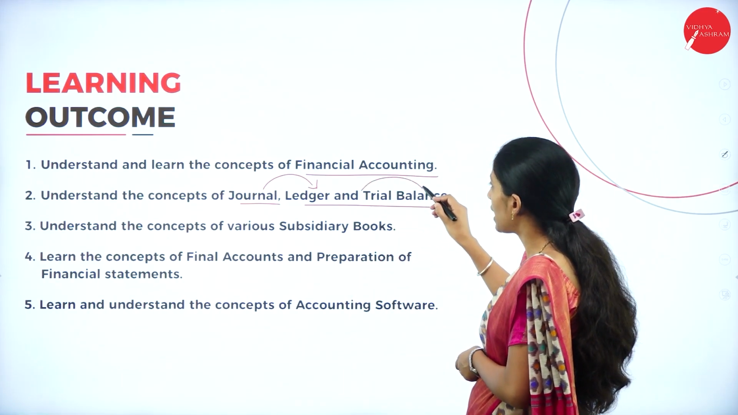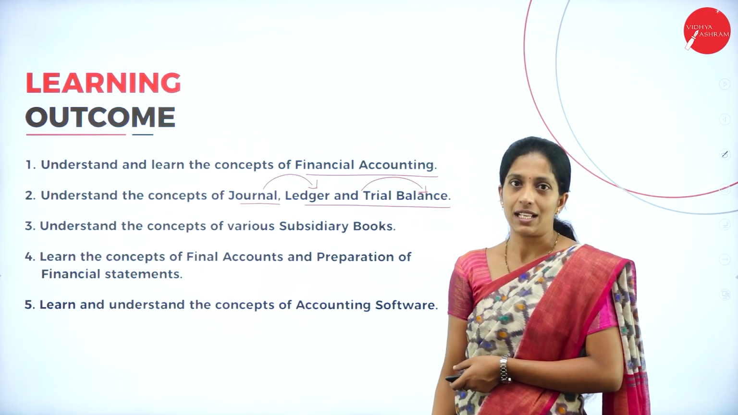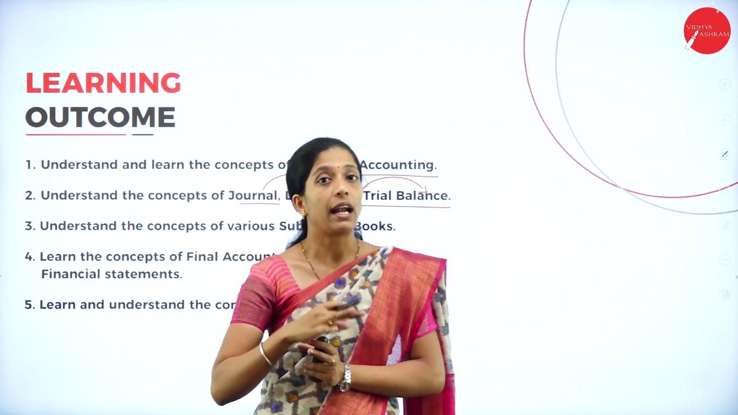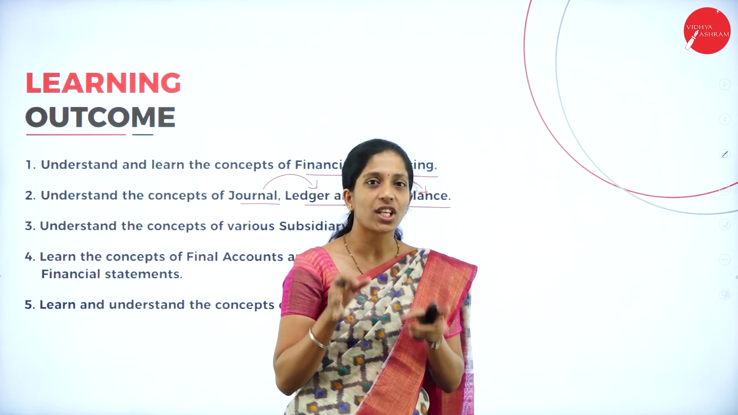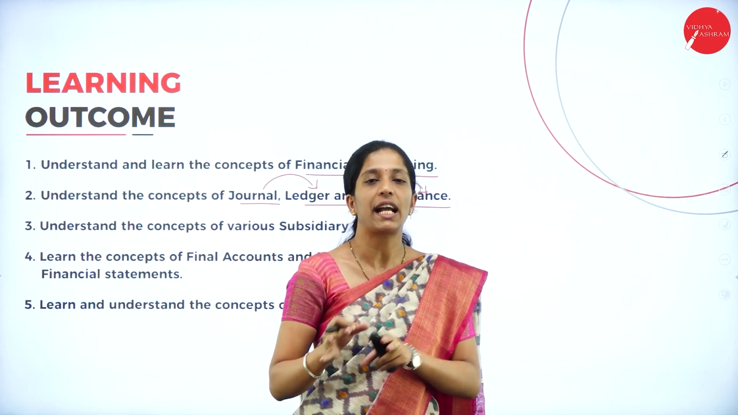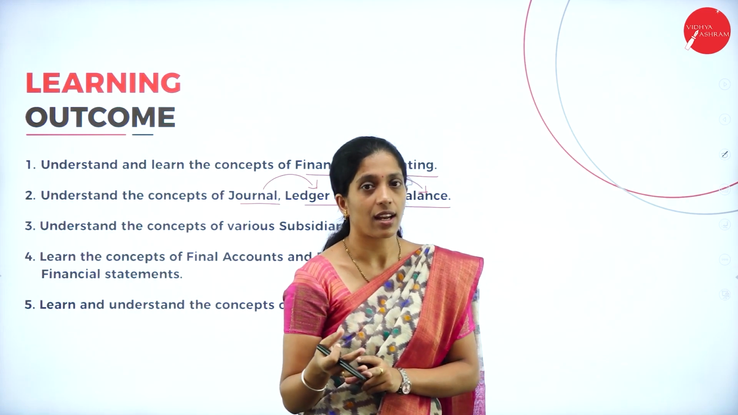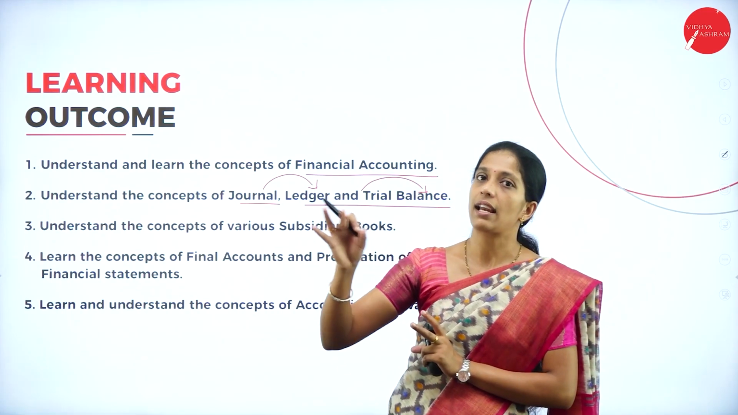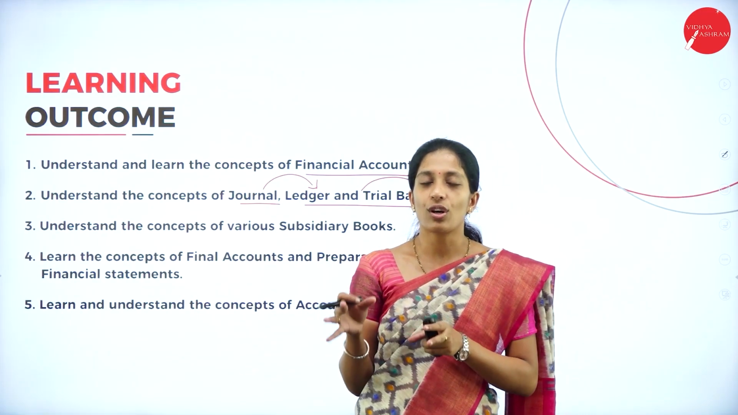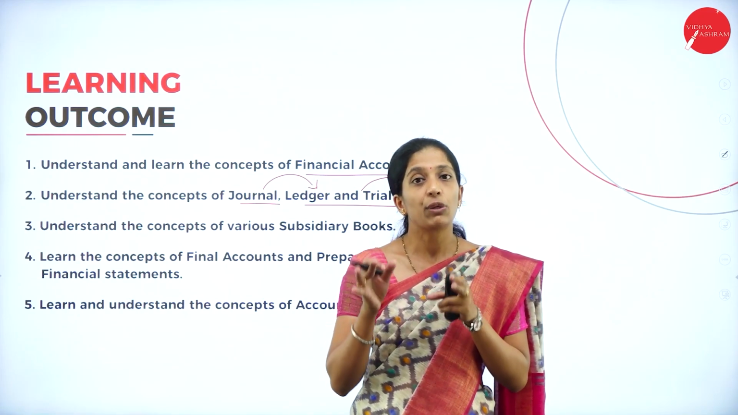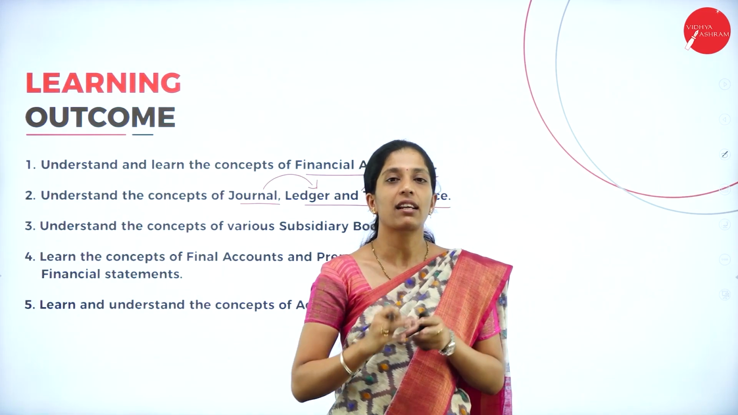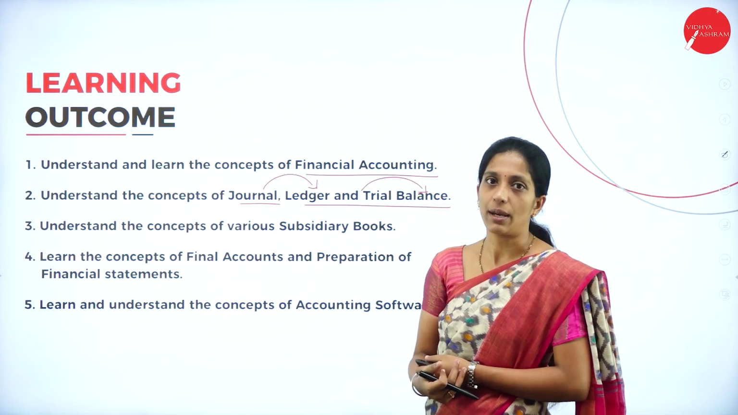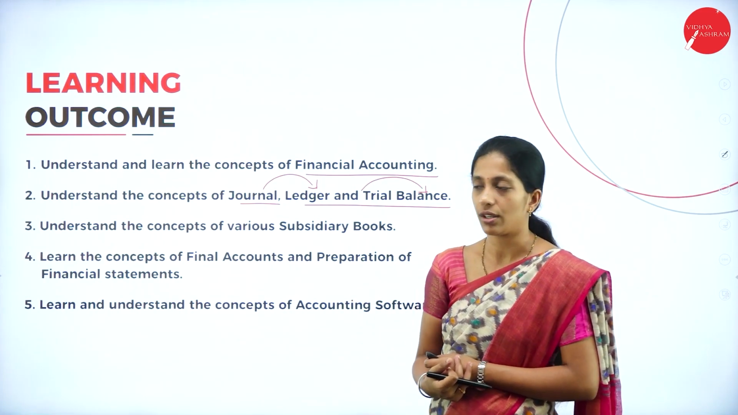Then in order to see the accuracy, you will prepare the trial balance. That is, before preparing the financial statement at the end of the financial year, you have to check the accuracy of both journal and ledger accounts. If you are not preparing the trial balance and if there is any mistake in the journal and ledger, it carries over to the financial statement also. So, in order to reduce that burden, you will prepare a trial balance and check the accuracy of the journal as well as the ledger.